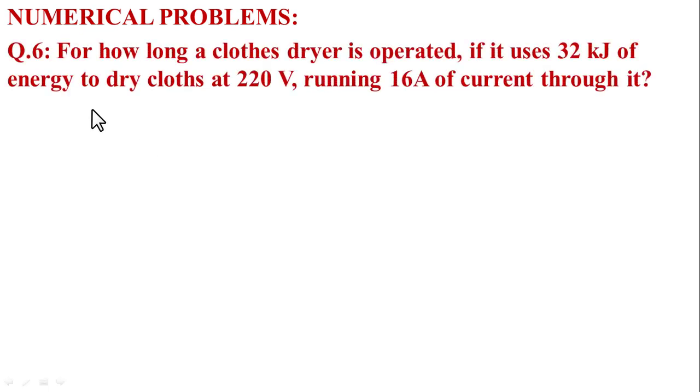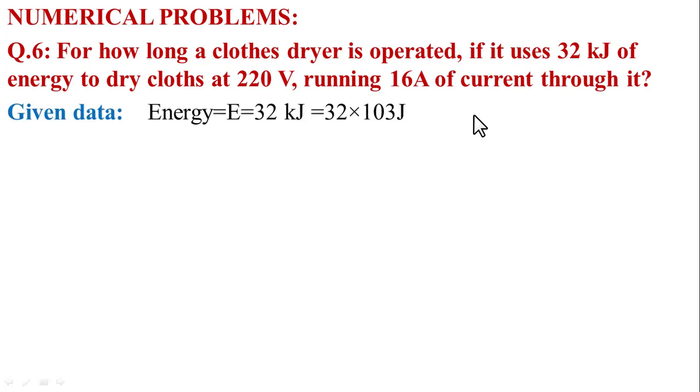Question number 6. Given statement of question number 6: for how long is a cloth dryer operated if it uses 30 kilojoule of energy to dry the cloth at 220 volt, running 16 ampere current through it. So, according to the statement, write the given data.